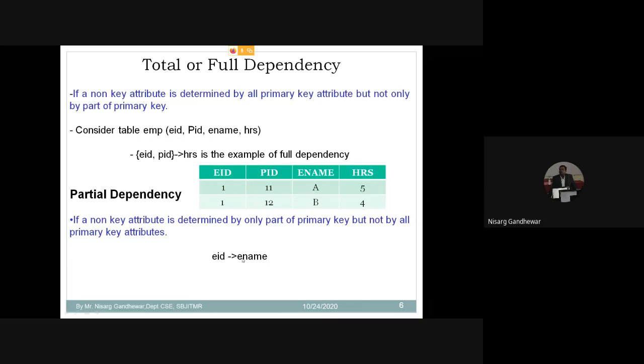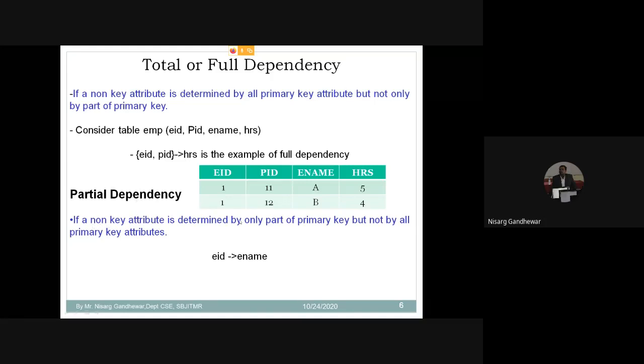total dependency? The answer is no. What is the reason? Because it's a part of a primary key, not the complete primary key. Your complete primary key is formed with 2 attributes, but in this case I'm using only part. If you use only part of a primary key to determine a non-key attribute, then it's not an example of full dependency or total dependency. What is required in total dependency? You need to use all primary key attributes to determine the value of the non-key attribute. So employee ID and PID determining the number of hours is an example of full dependency, whereas employee ID finding the value of name is an example of partial dependency. So what is partial dependency?